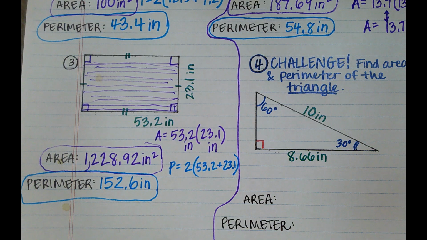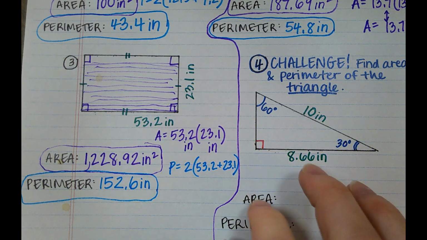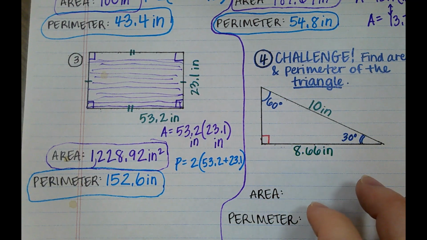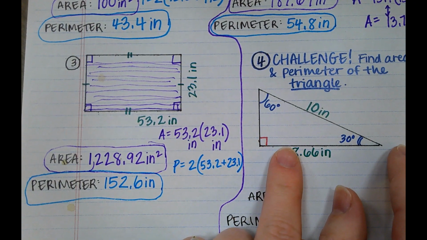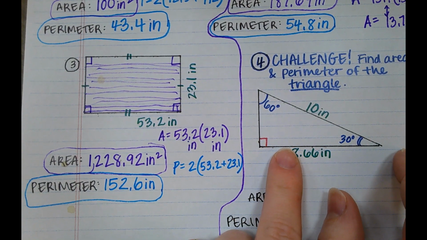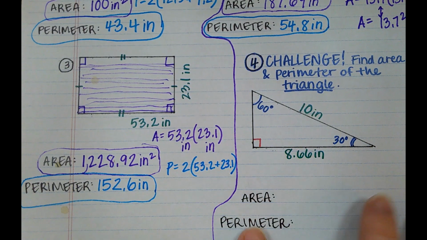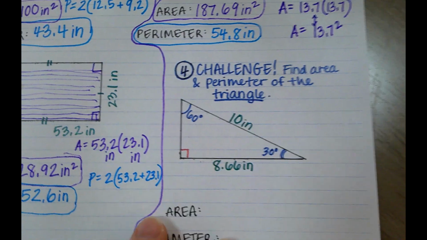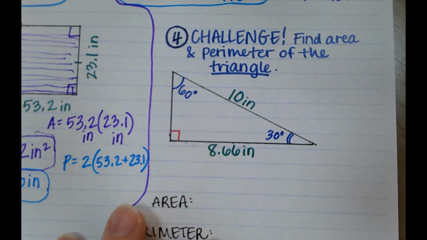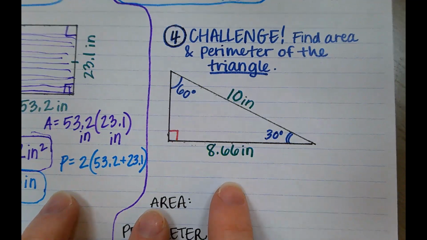Now for number 4, you're missing some information. We're missing the height. Is everyone ready for number 4 before we start talking? Okay. So number 4, we have a special type of shape here. It's a triangle.